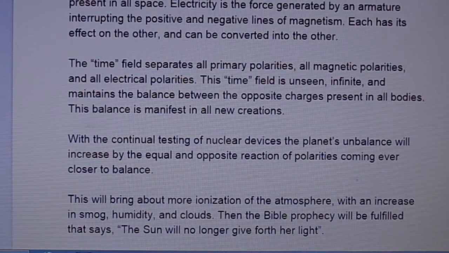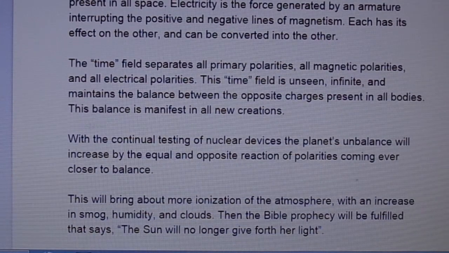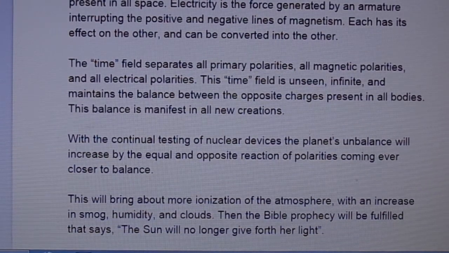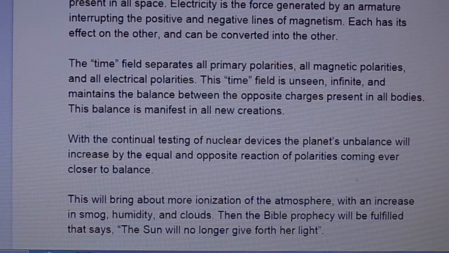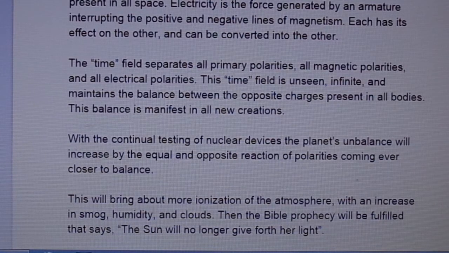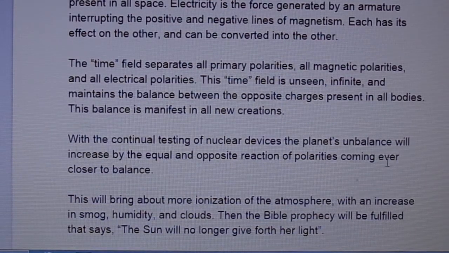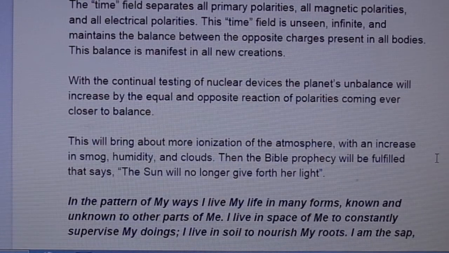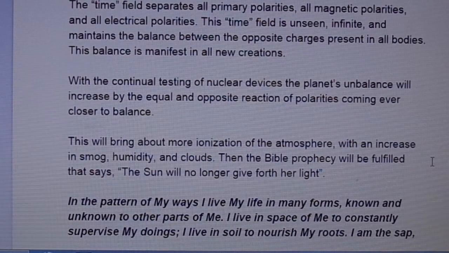The time field separates all primary polarities, all magnetic polarities, and all electrical polarities. The time field is unseen, infinite, and maintains the balance between the opposite charges present in all bodies. This balance is manifest in all new creations. With the continual testing of nuclear devices, the planet's unbalance will increase by the equal and opposite reaction of polarities coming ever closer to balance. This will bring about more ionization of the atmosphere, with an increase in smog, humidity, and clouds. Then the Bible prophecy will be fulfilled that says, the sun will no longer give forth her light.